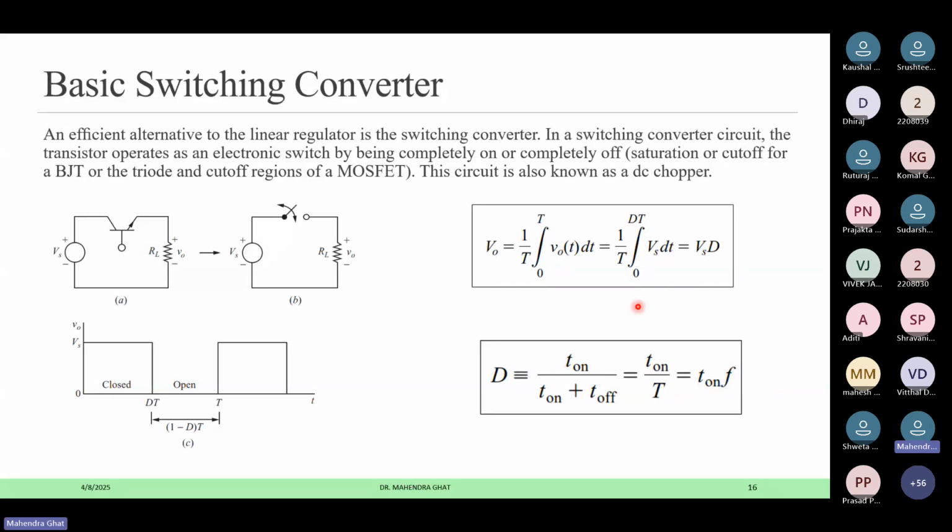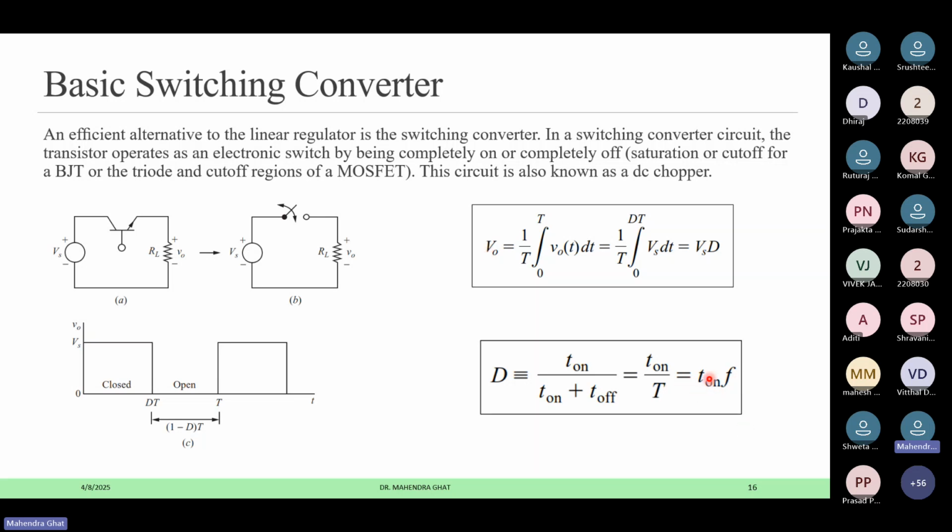So to control the output voltage from this diagram, we have to control the D, and to control the D, either we can control the D on time or we can control the frequency. If I increase the frequency, what will happen? The D value gets increased. If I reduce the frequency, the D will get reduced. And once I change the value, the output voltage is getting changed. So by changing the frequency, we can change the output voltage.